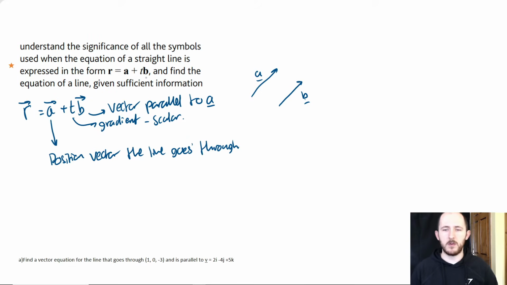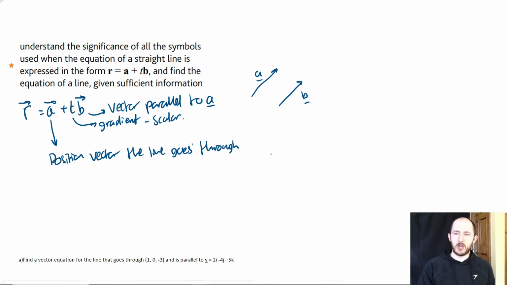So if you remember, when you wanted to work out the equation of a straight line in normal terms, you would need a coordinate that the line passes through, and you'd need the gradient, right? Or you can have the gradient and the y-intercept, for example. It's essentially the same for a vector equation, okay? Except you need a vector that's parallel to a vector that the line goes through.